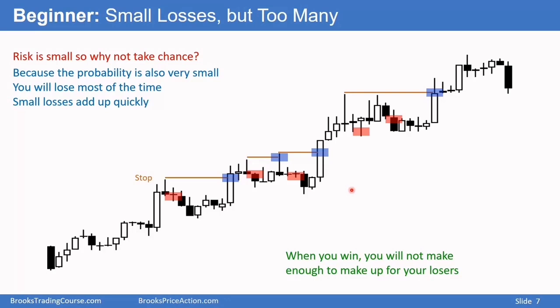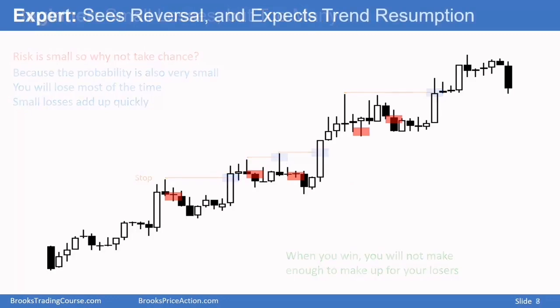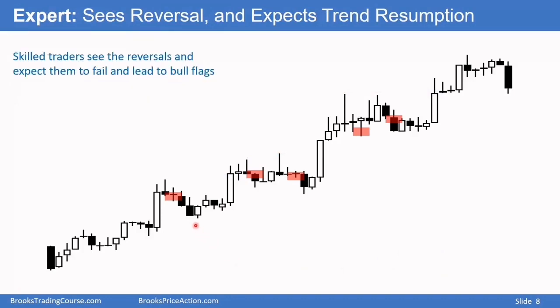A low probability trade goes hand in hand with a swing trade. If you're looking for scalps, you have to take high probability trades. Shorting in a tight bull channel is not a high probability bet. Skilled traders see these same reversals, but they're not shorting. They're waiting for them to fail and become bull flags. They're buying the reversal up.